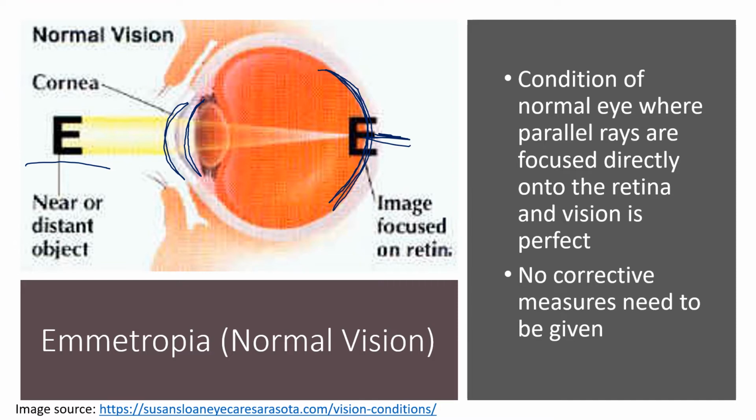In this case, for emmetropia, again, this is normal vision, so there are no corrective measures that need to be taken, as there's no blurriness. The parallel nature of the light to the eye hits exactly where it needs to at the back of the retina. And we'll see what happens when that is not the case in the next few slides.